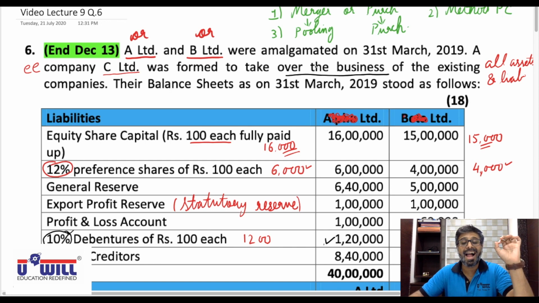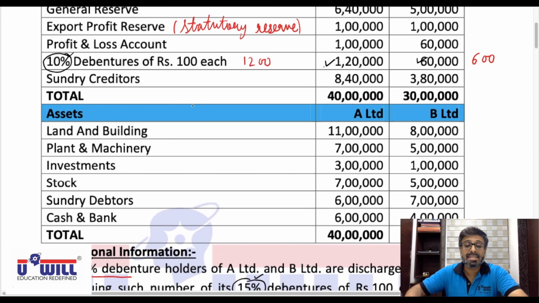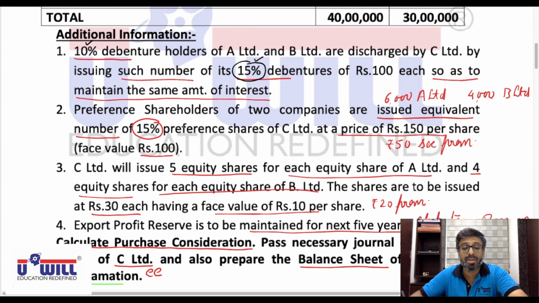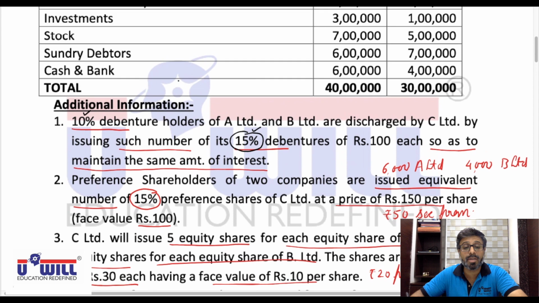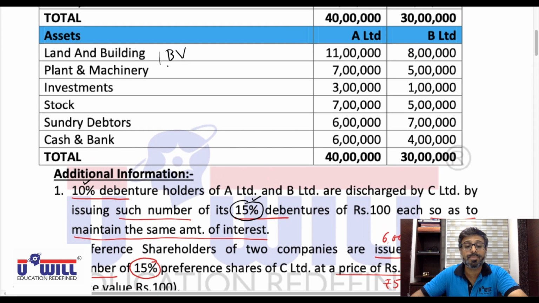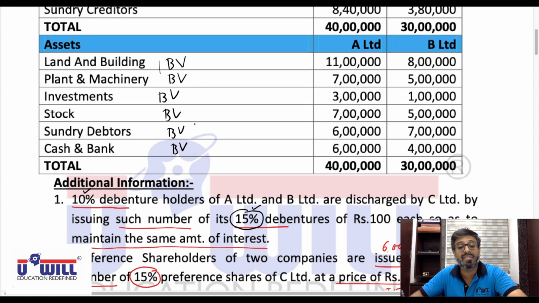Second condition, at book value. All assets and liabilities must be taken at book value. Let us see that. Is any different value given for land and buildings in the adjustment? No, which means it's taken at book value. Is any different value given for plant and machinery in the question? No, which means it is taken at book value. For investments also, no other value is given in the adjustment. Stock also, debtors also, and cash at bank are always at book value only. It can never have a different value.